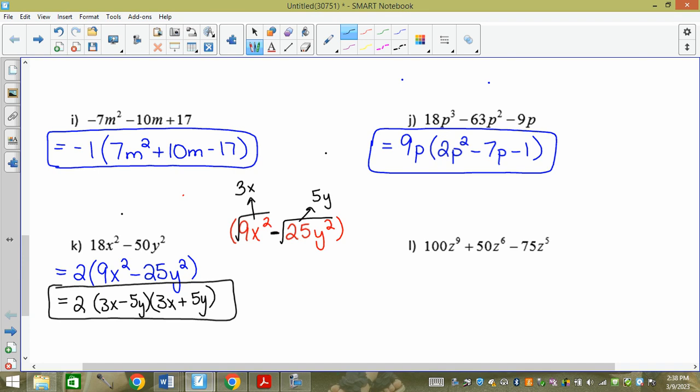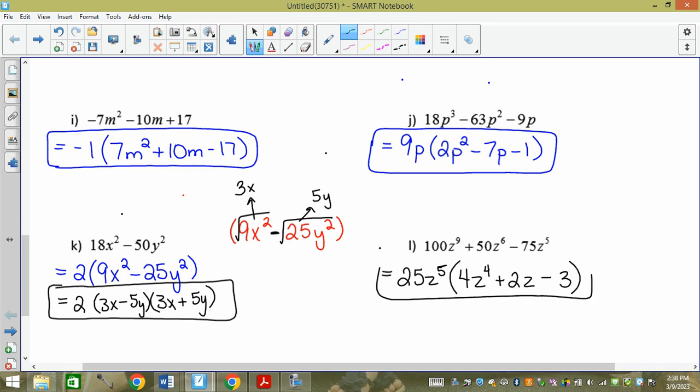And L, I can take out a 25z^5. 100 divided by 25 is 4z^4. Plus 50 divided by 25 is 2z. Minus 75 divided by 25 is 3. And then the z^5s cancel. And you could always distribute them back and see if you get what you had, right? Then we're going to flip over.